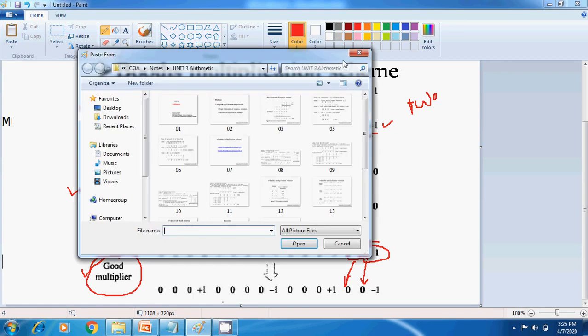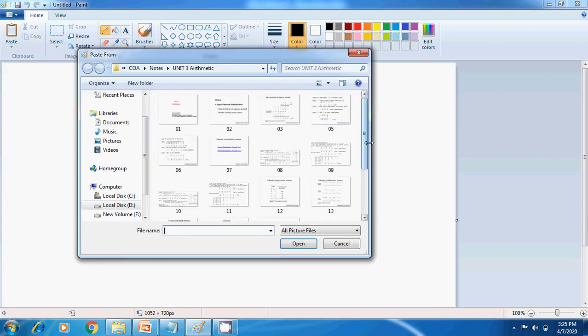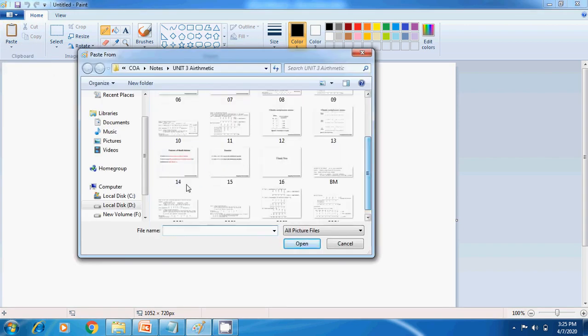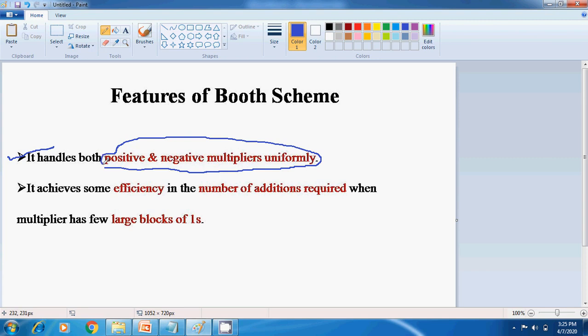So let us discuss the various features of the Booth multiplication scheme. There are two different features. The first one is it can handle both positive as well as negative numbers uniformly. It means Booth multiplication can work for signed operands, for positive as well as negative multipliers. And it can also achieve efficiency in terms of the number of additions required, if the multiplier has large blocks of ones, which we already discussed in the previous slide.